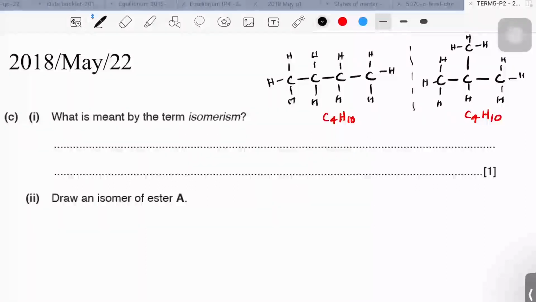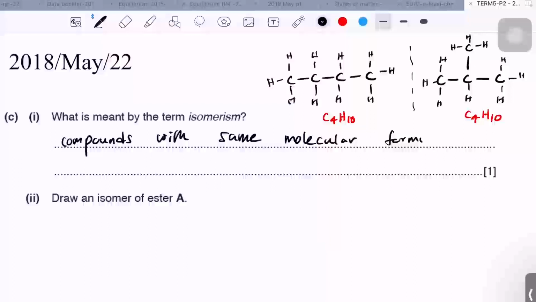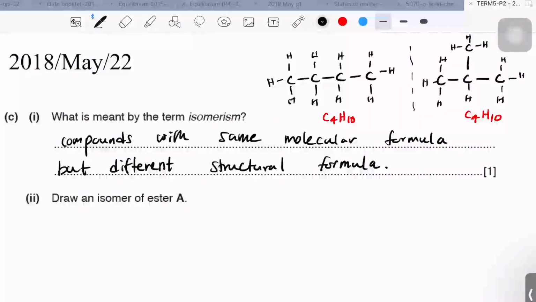Right, let's write the definition. Compounds with same molecular formula but different structural formula. Compounds with same molecular formula but with different structural formula. Those are called isomers.